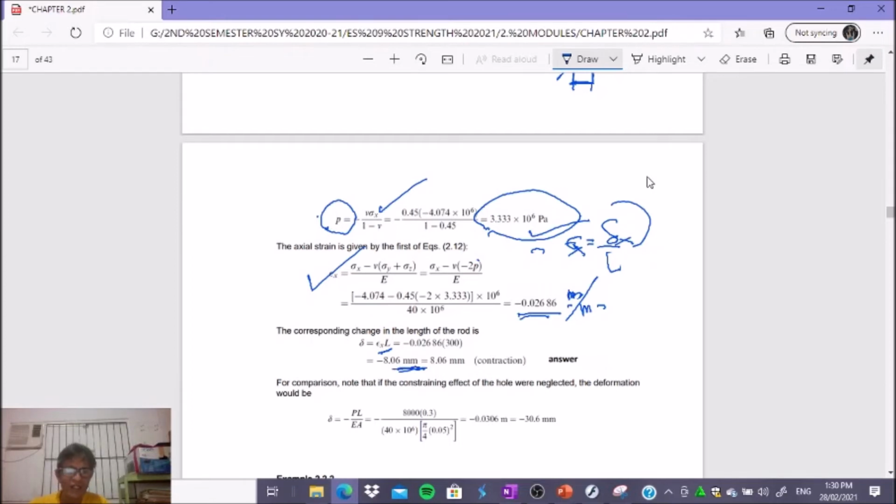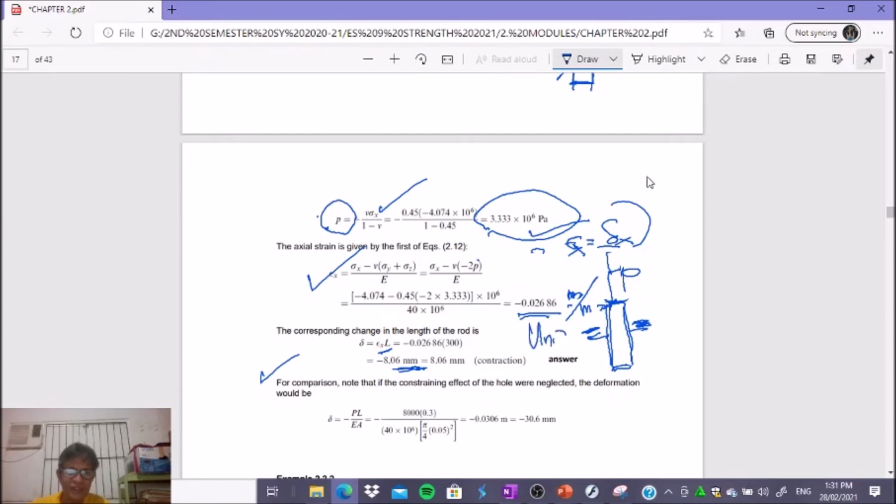Ngayon, ang nakalaan dito, for comparison, kung halimbawa, rubber band lang yan, babalik tayo sa chapter 2.1. Kung meron tayong load dito and we have that area, P, wala tayong constraining value dito. This is free to expand. And therefore, our formula for P is just magiging uniaxial case na siya.